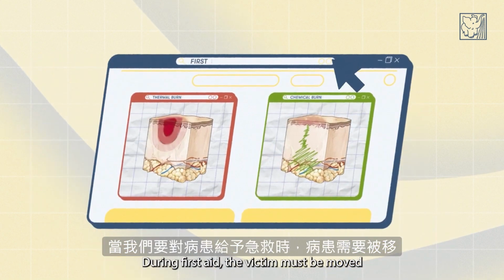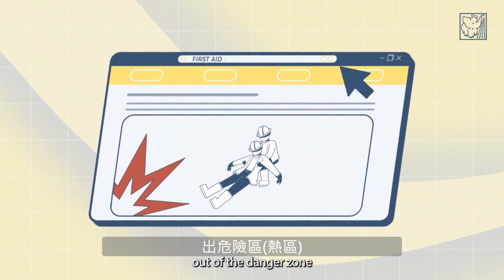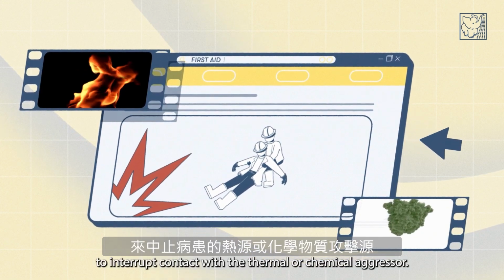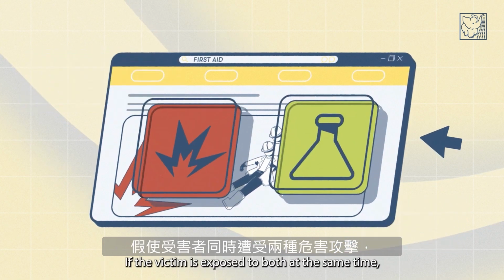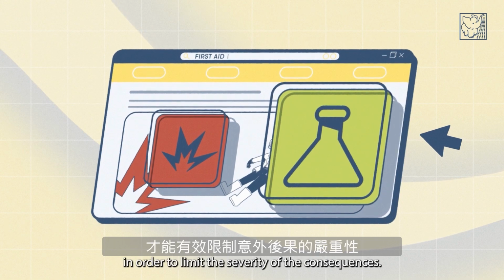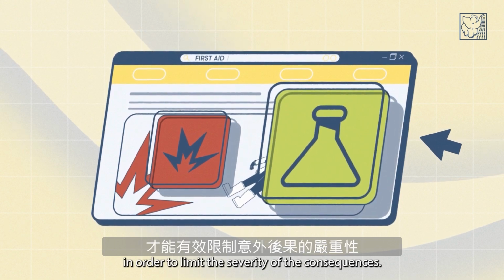During first aid, the victim must be moved out of the danger zone to interrupt contact with a thermal or chemical aggressor. If the victim is exposed to both at the same time, the chemical burn should be treated as a priority in order to limit the severity of the consequences.